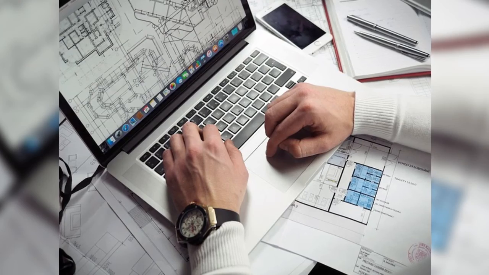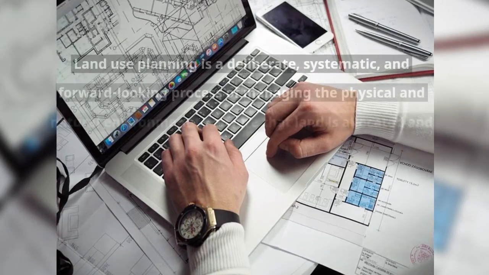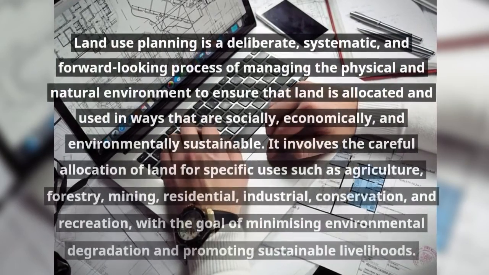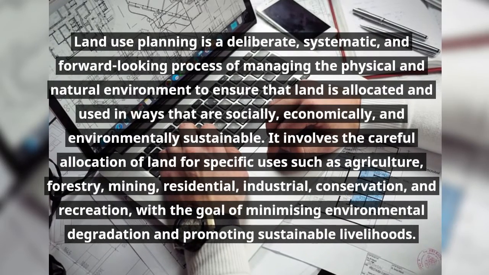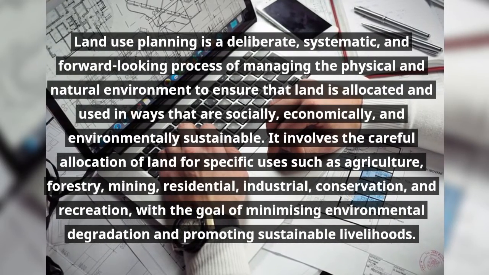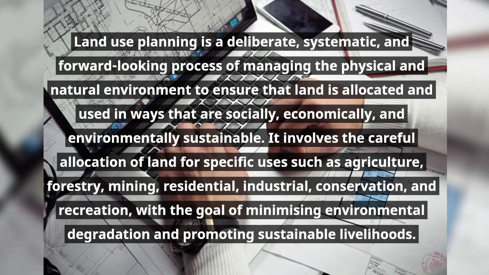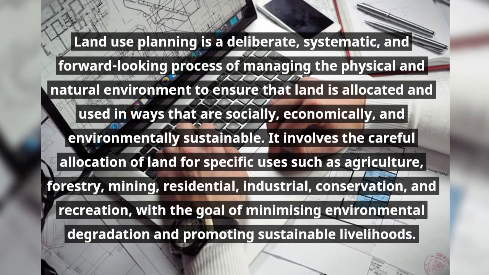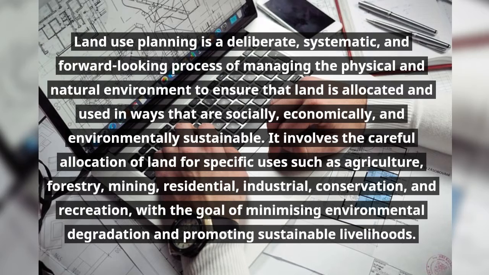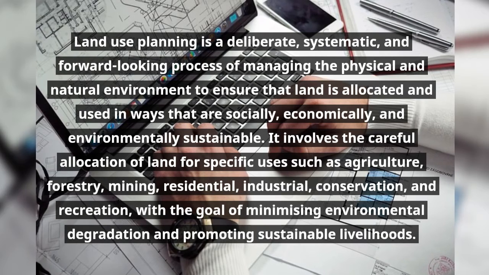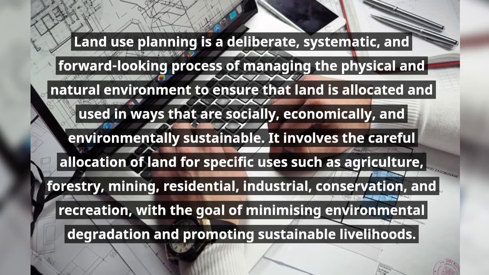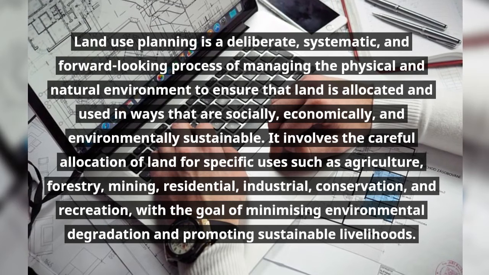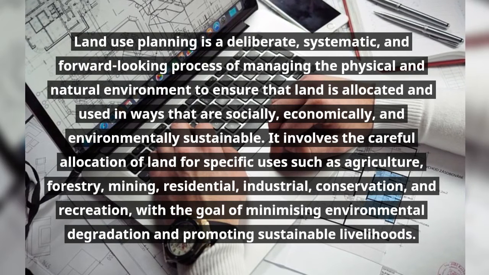Land use planning is a deliberate, systematic, and forward-looking process of managing the physical and natural environment to ensure that land is allocated and used in ways that are socially, economically, and environmentally sustainable. It involves the careful allocation of land for specific uses such as agriculture, forestry, mining, residential, industrial, conservation, and recreation, with the goal of minimizing environmental degradation and promoting sustainable livelihoods.